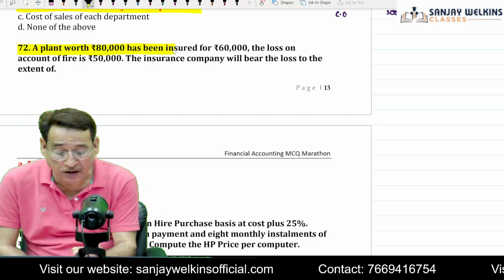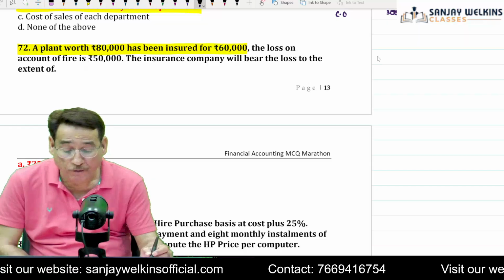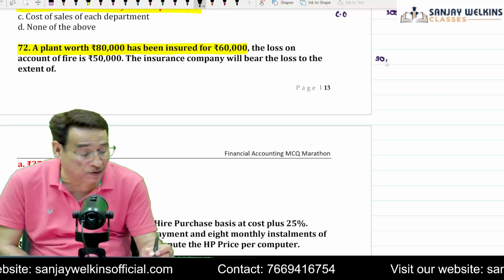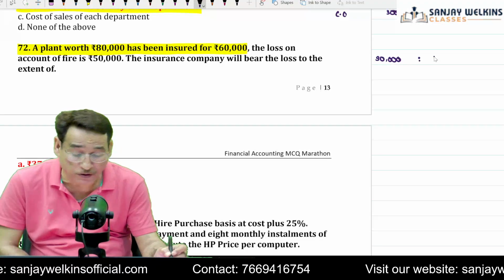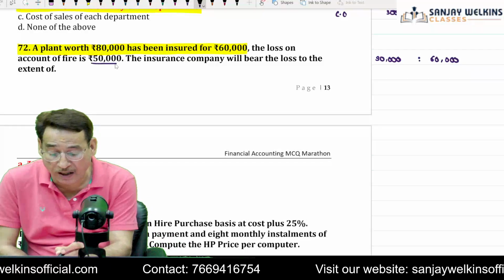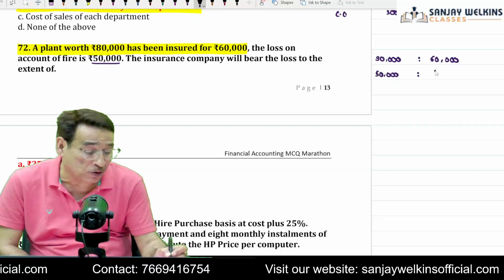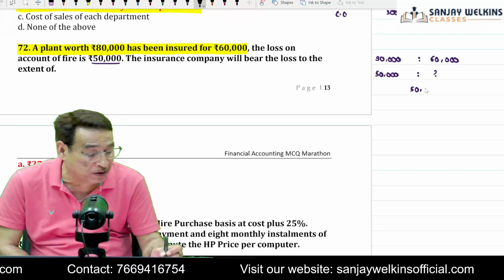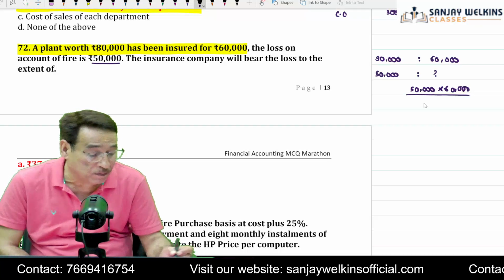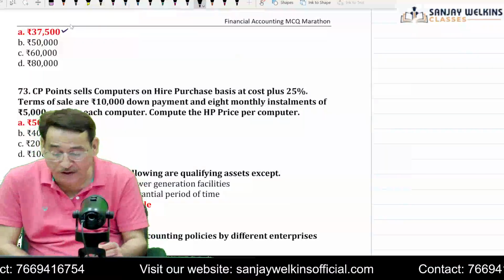A plant worth 80,000 has been insured for 60,000. So you have insured a plant for rupees 60,000. Correct? The insurance policy is for 60,000. The loss on account of fire is 50,000. However, loss of plant is 50,000. So how much claim will the insurance company admit? That is 50,000 into 60,000 divided by 80,000. So this is how you are going to compute it. Is it clear to you? So in this case, 37,500 will be your answer.